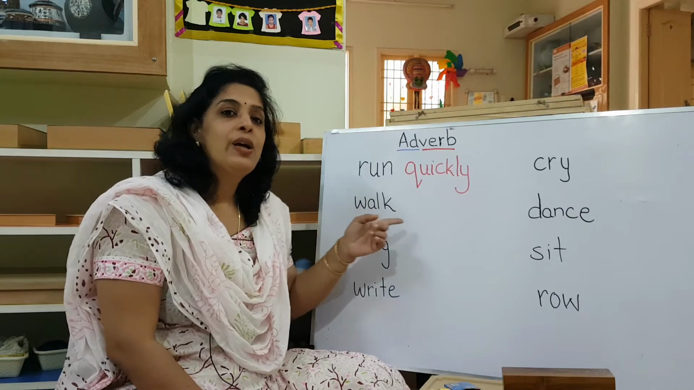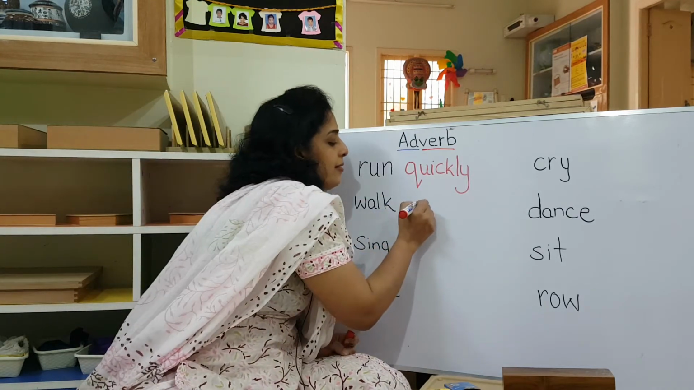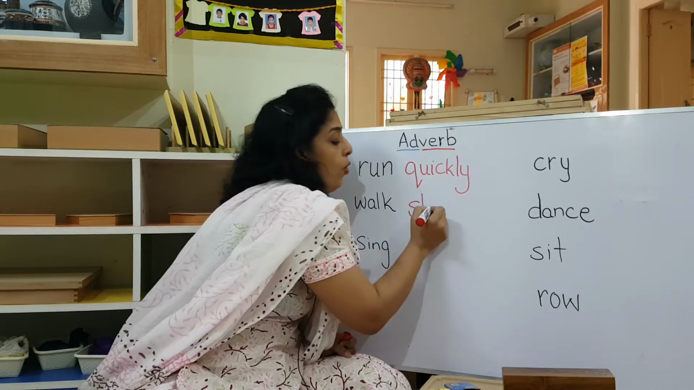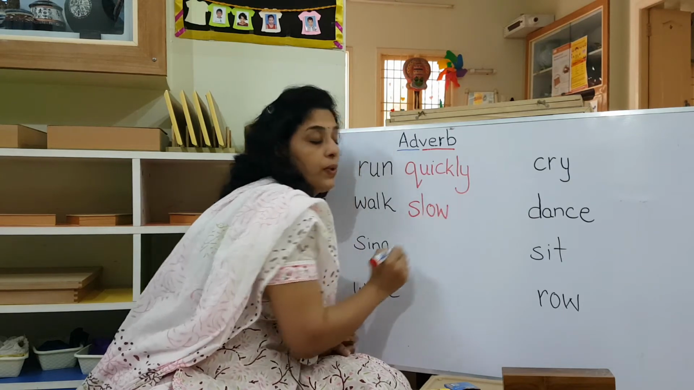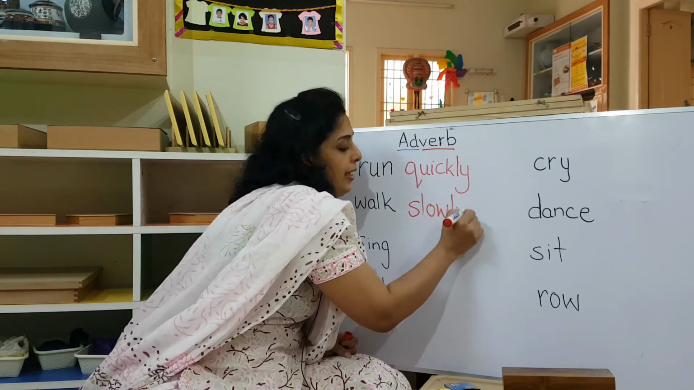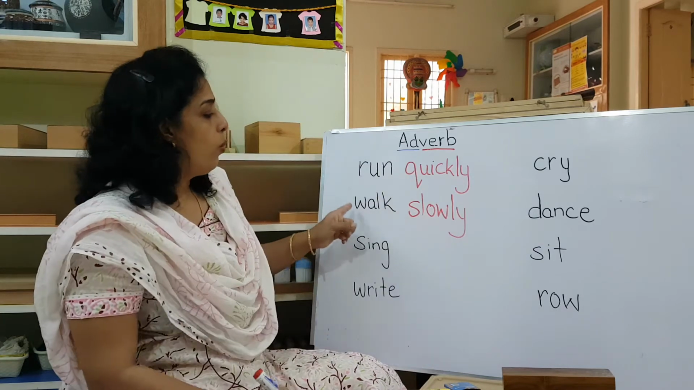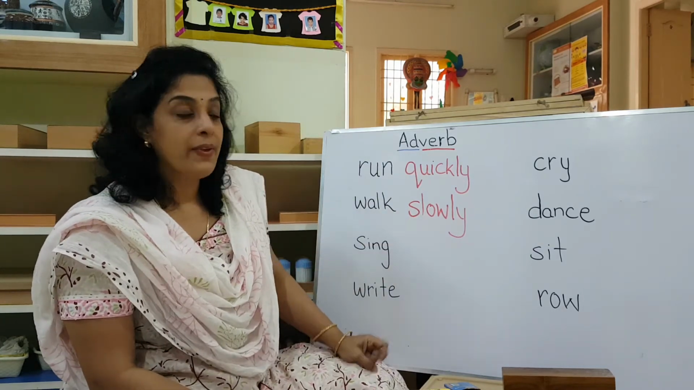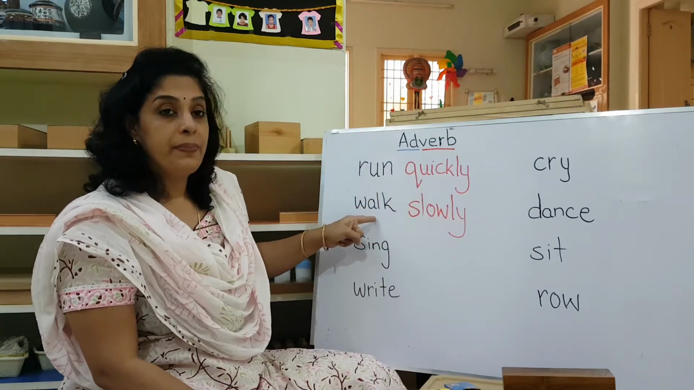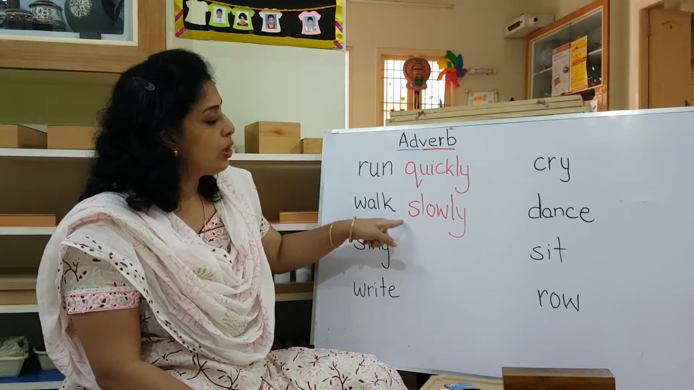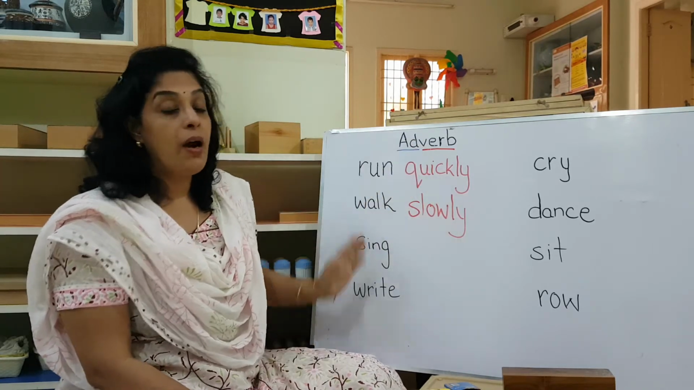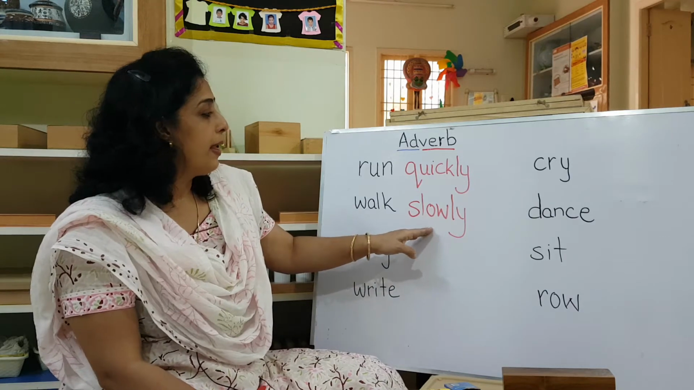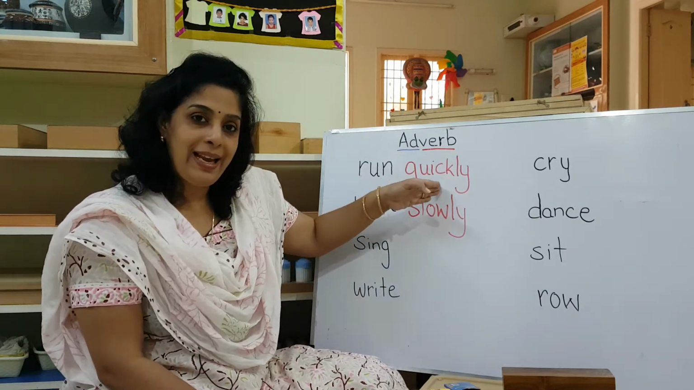Walking slowly. S-L-O-W-L-Y. Okay, walk slowly. Walk is a verb and slowly is adverb. How should you walk? Slowly. How should you run? Quickly.